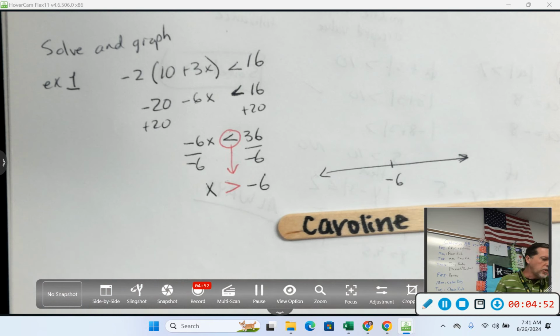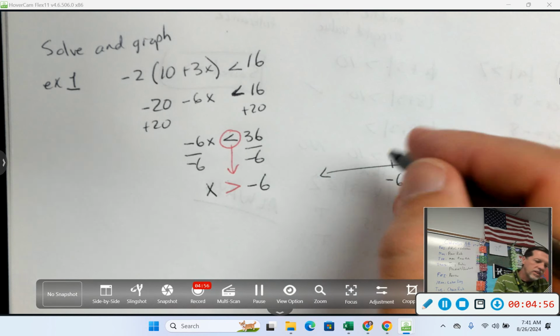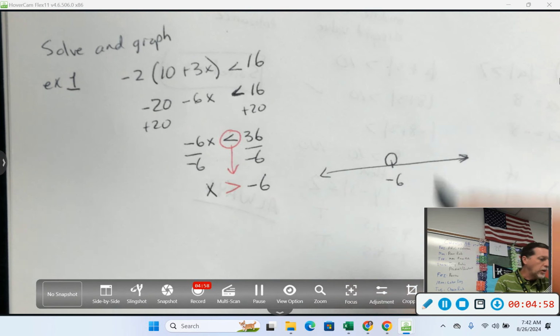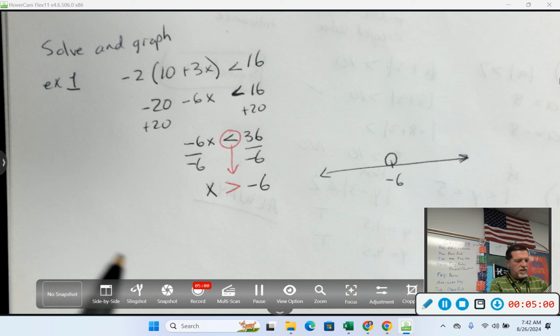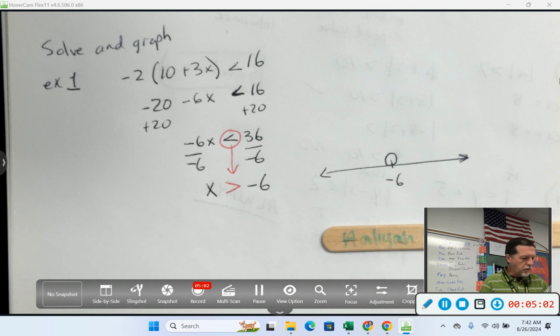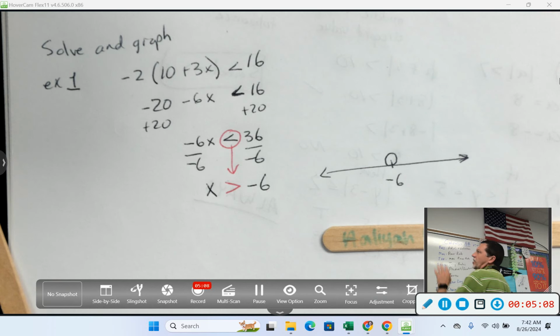Caroline, you want an open circle or a closed circle? An open circle. Why open? Because we don't want to include negative 6. And then, Aaliyah, which way should I shade? If I want all the numbers that are bigger than -6, are those over there or over there to the right?